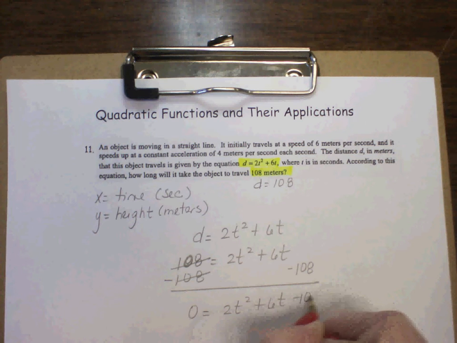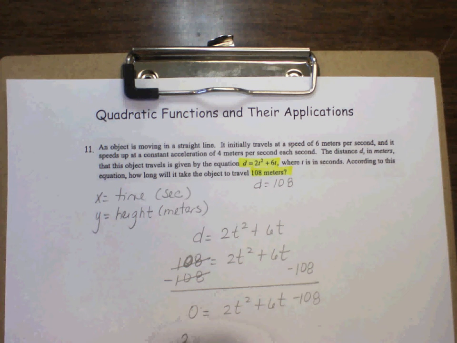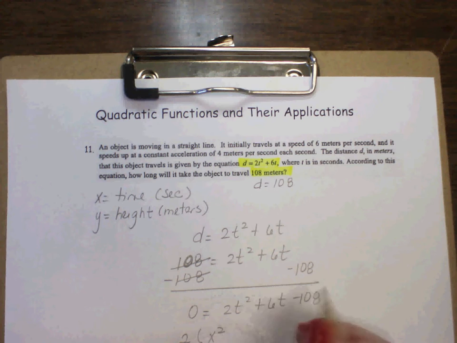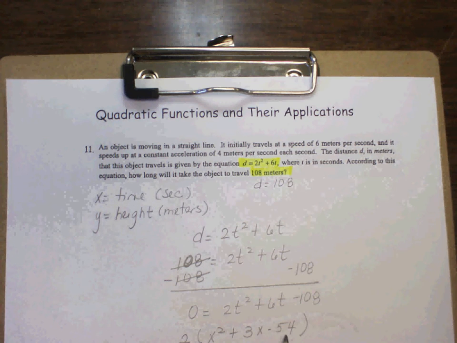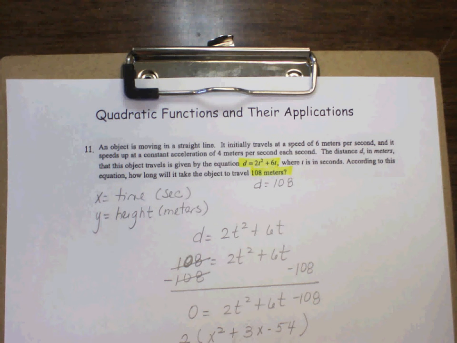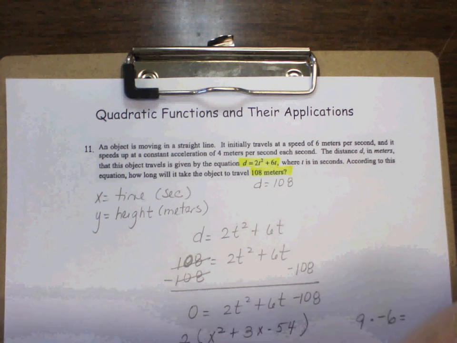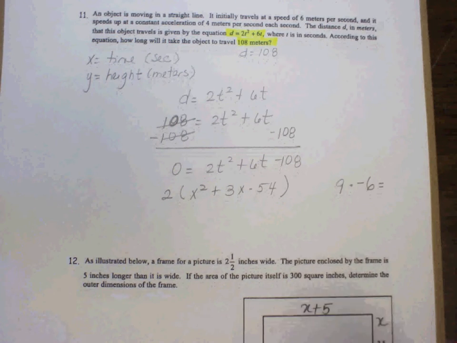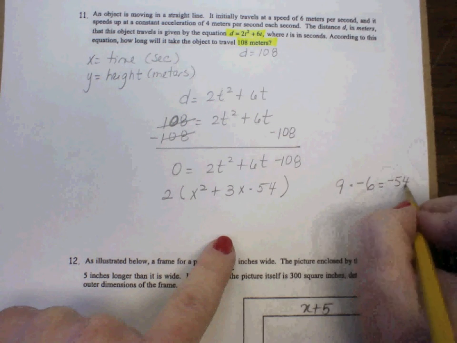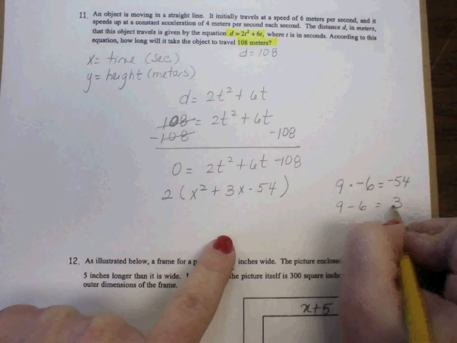GCF would be 2. So this is x squared plus 3x. I substituted the t's for x's. And half of negative 108 would be negative 54. Now two numbers that will multiply to negative 54 and add up to 3. 9 times negative 6. 9 times negative 6 will be negative 54. And 9 minus 6 would be 3, which is the middle term that I need.